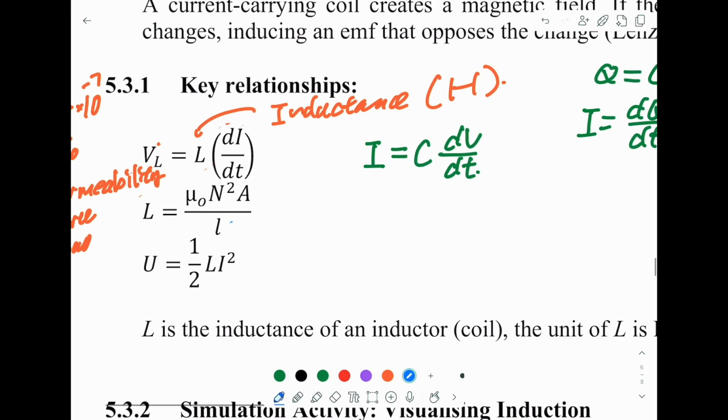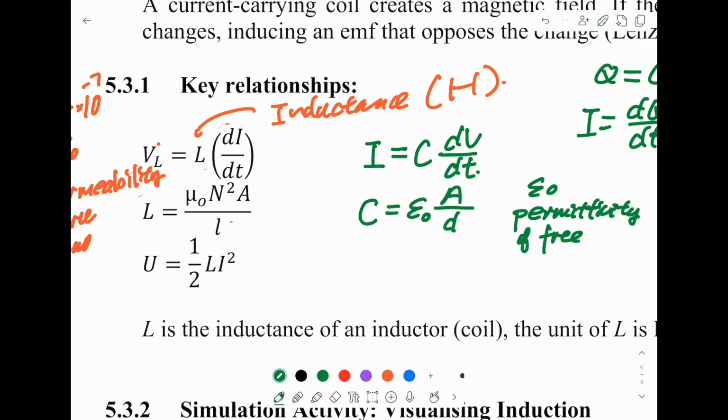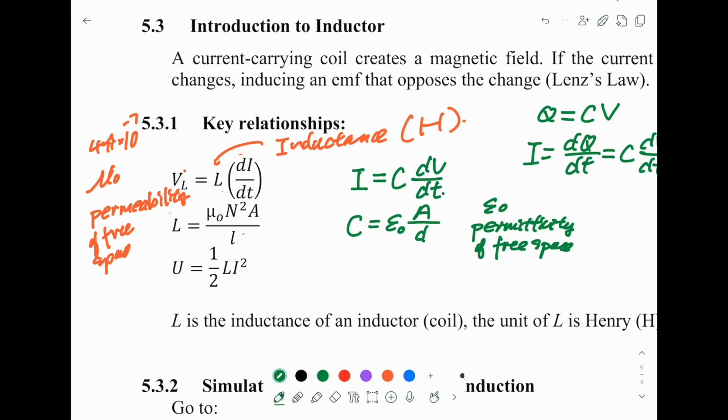The capacitance counterpart will be: C is proportional to the area, inversely proportional to the separation of the plates, and the proportional constant is epsilon. Epsilon is called the permittivity of free space. This is different from the magnetic case, and it is equal to 8.854 times 10 to the minus 12.